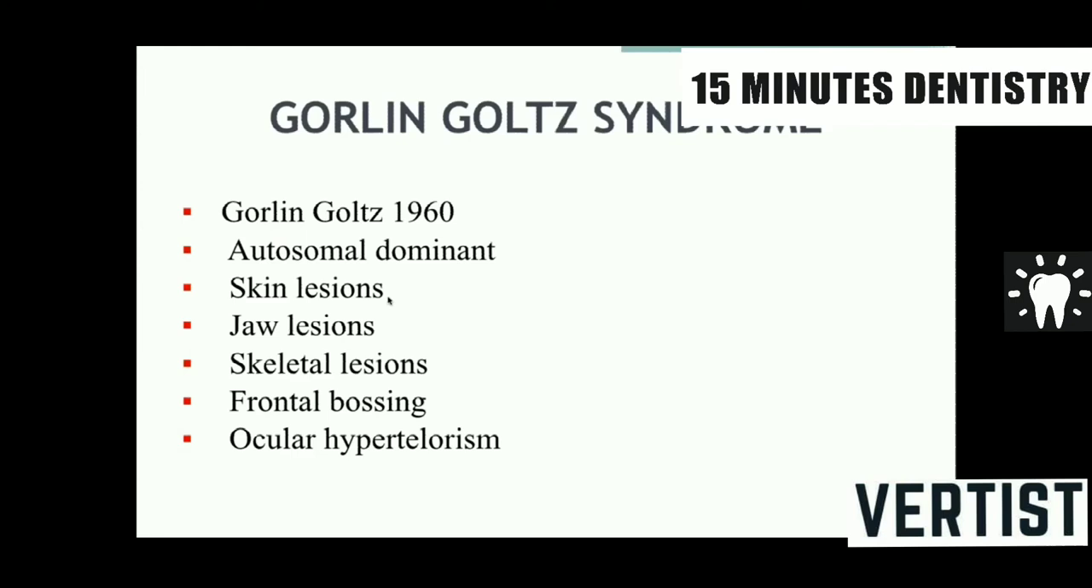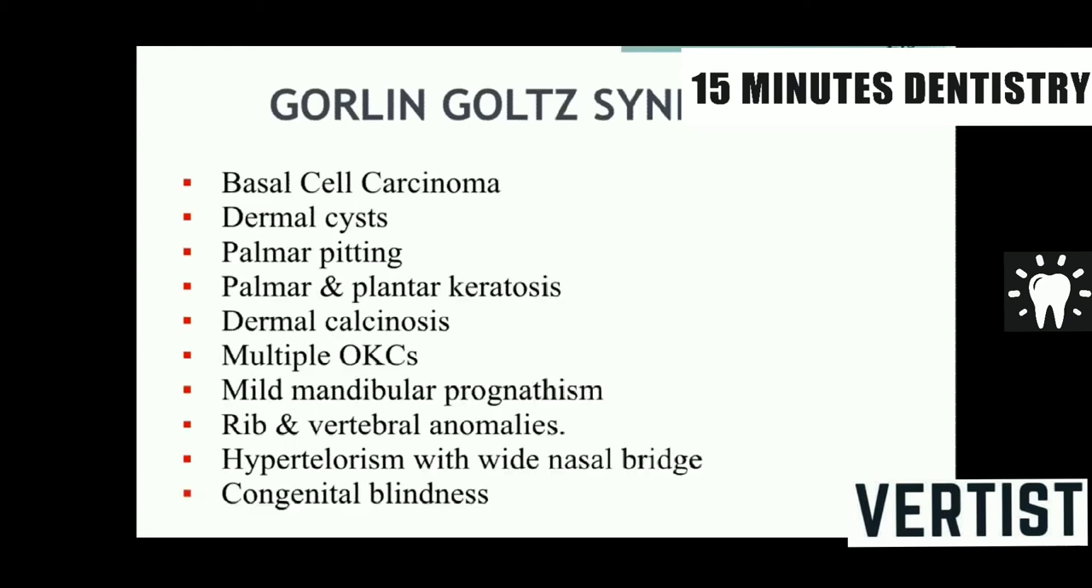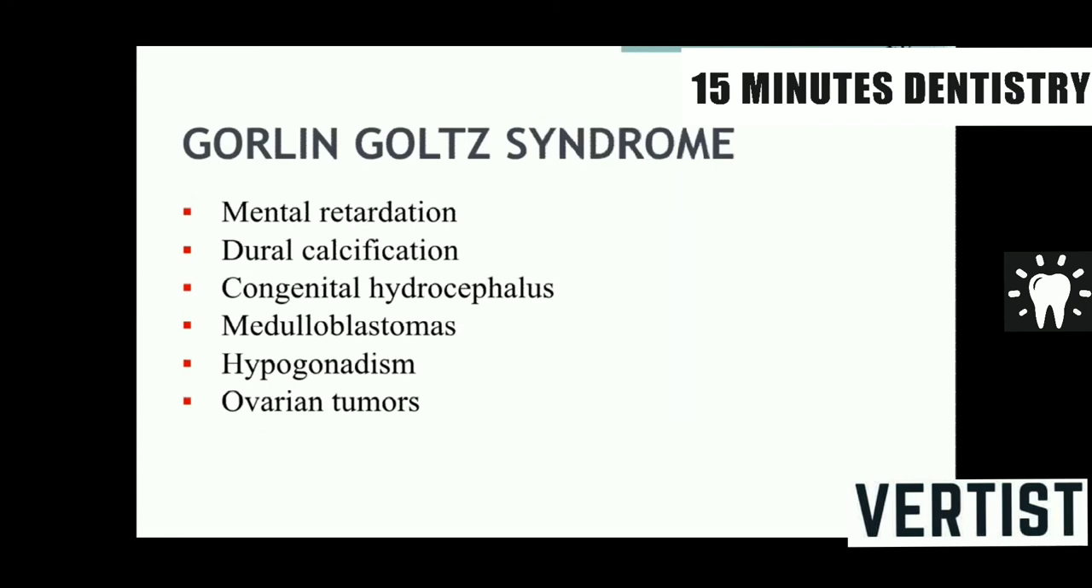There are skin lesions, jaw lesions, and skeletal lesions, there is frontal bossing, there is ocular hypertelorism. And there are multiple basal cell carcinomas, multiple dermal cysts, palmar pitting, palmar plantar keratosis, dermal calcinosis, multiple odontogenic keratocysts, mild mandibular prognathism, rib and vertebral anomalies, and hypertelorism. Congenital blindness is found sometimes. There could be mental retardation, dural calcifications, congenital hydrocephalus, medulloblastomas, hypogonadism, and ovarian tumors.